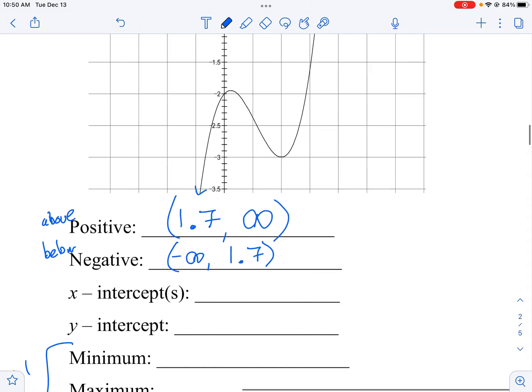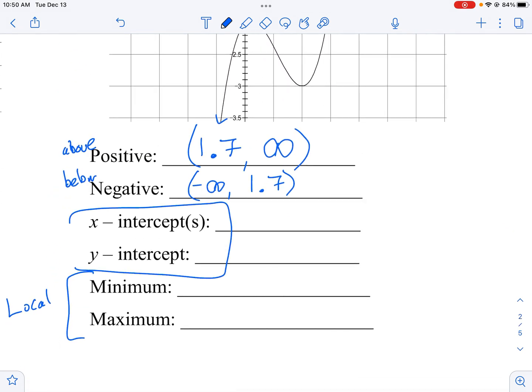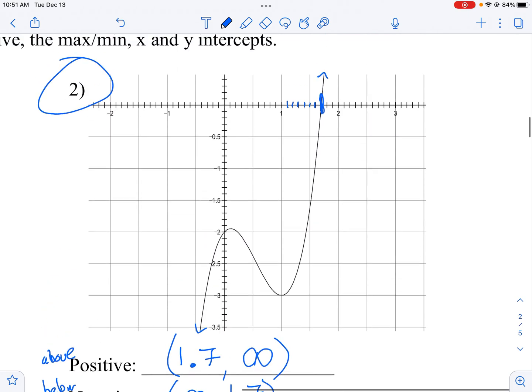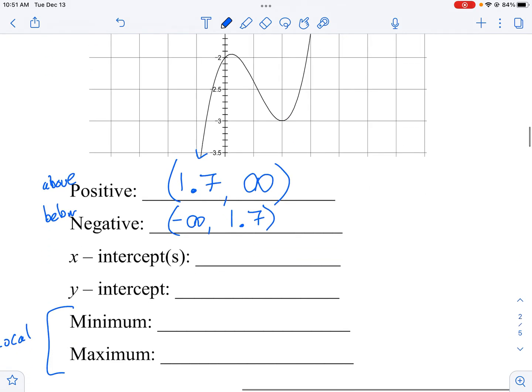Let's talk about the other parts on here. It's also asking where the x-intercepts or the y-intercept are. So the x-intercept is where it crosses the x-axis. The y-intercept is where it crosses the y-axis. Let's start with the x-intercept, which is at this point. We already mentioned where it is, that it crosses from negative to positive. So that is my x-intercept. When you write down your x-intercept, I would like you to write the point and not just the number. So the point is at 1.7, 0.